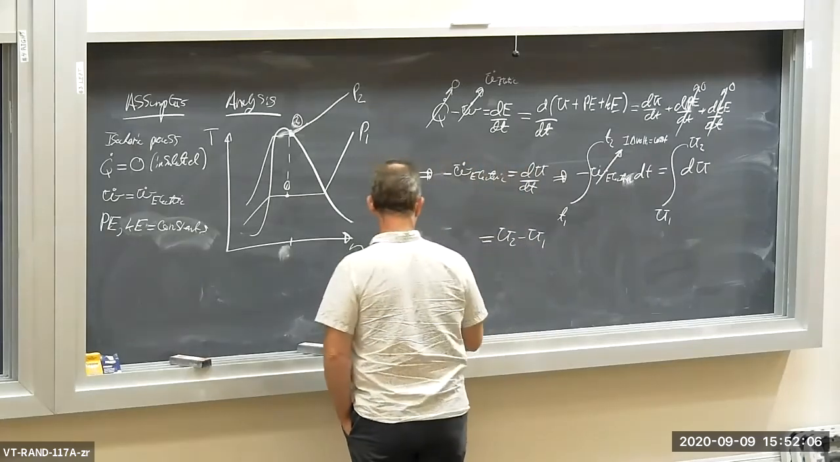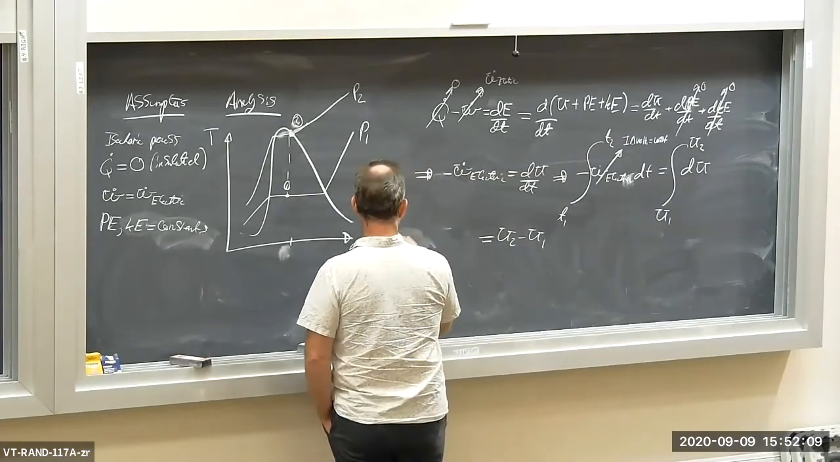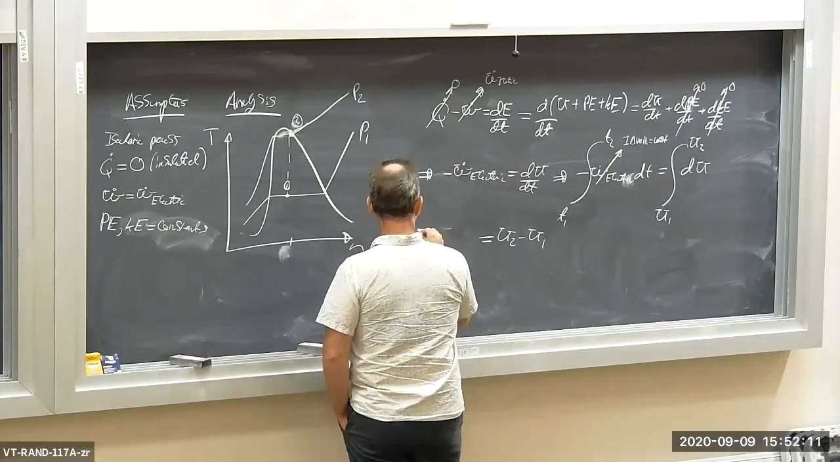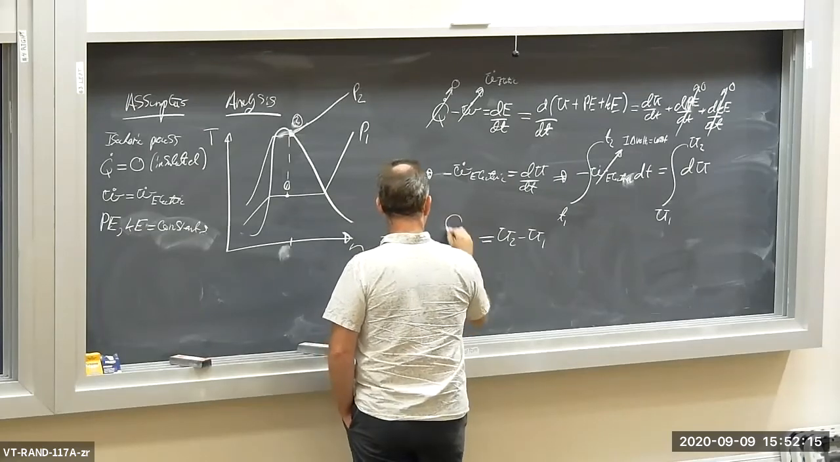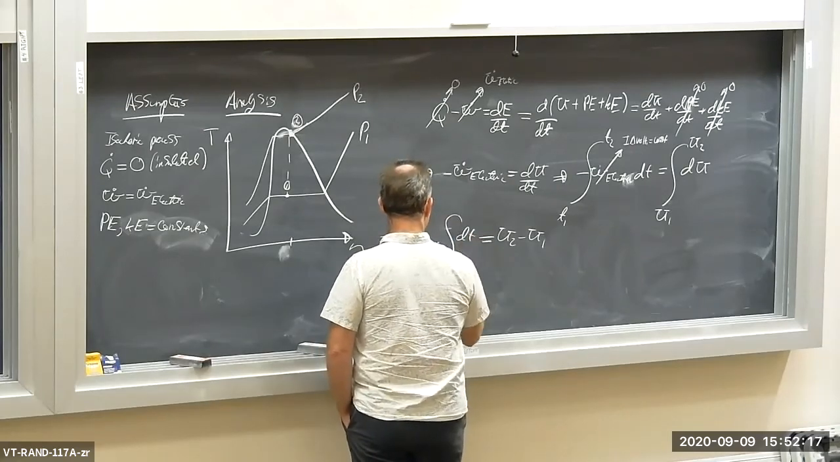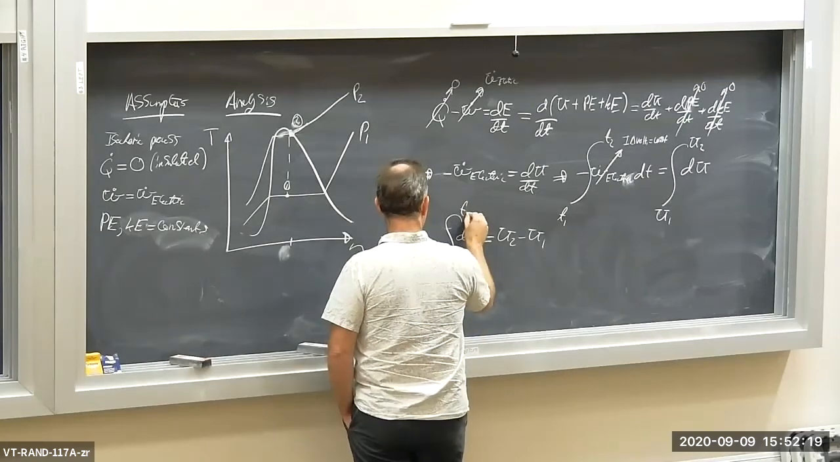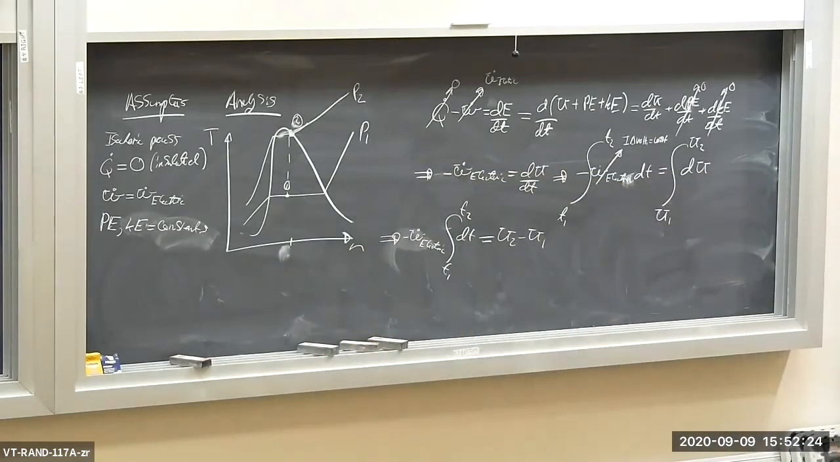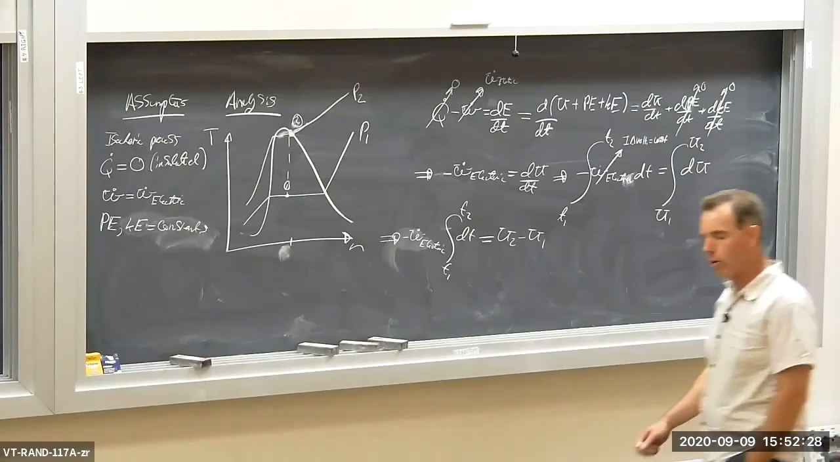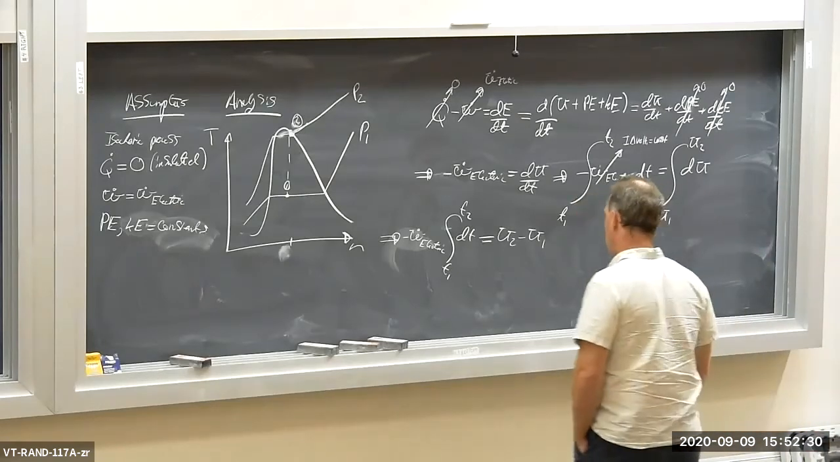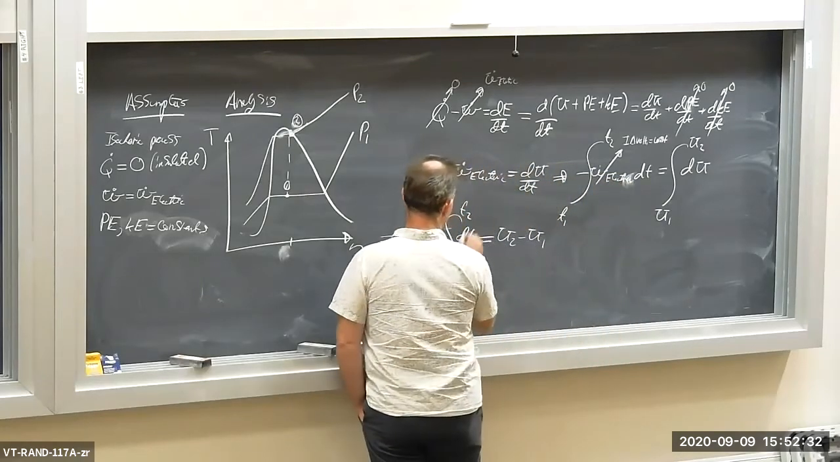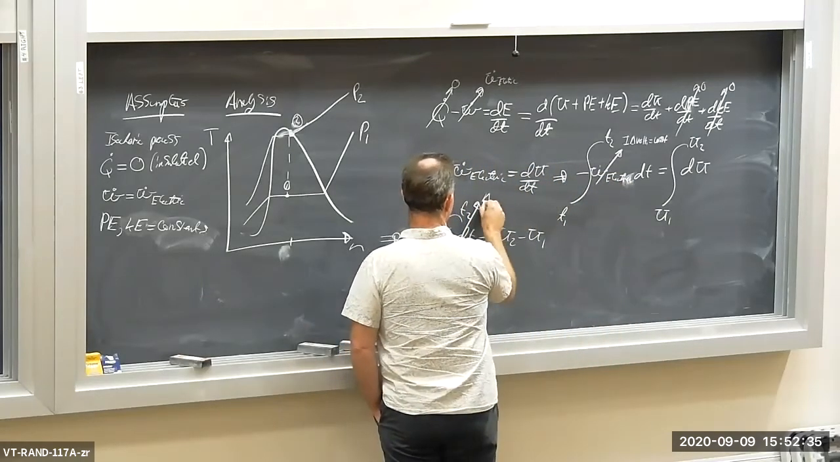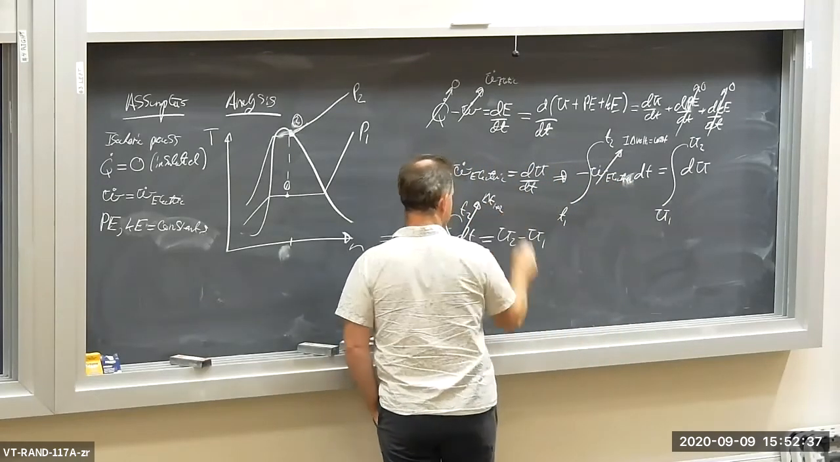And I get negative W dot electric times the integral of dt from T1 to T2. What's that integral? Integral of d time from T1 to T2. That is delta T, or T2 minus T1, if you like. So this guy here is delta T from 1 to 2.